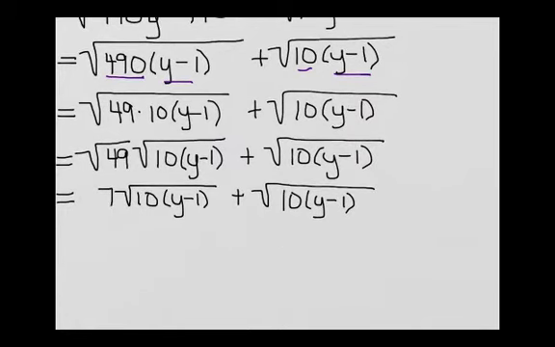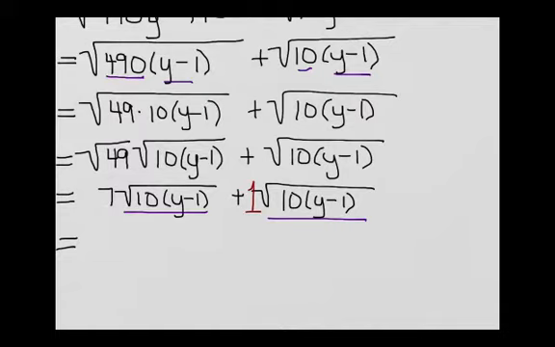Now, the expression that we're left with does contain like radicals. This and this are like radicals. They have the same index and they have the same radicand. So we can combine those together much in the same way that we would combine like terms by adding together their coefficients. So we need to envision that there's an invisible 1 here that's being multiplied by the second radical.